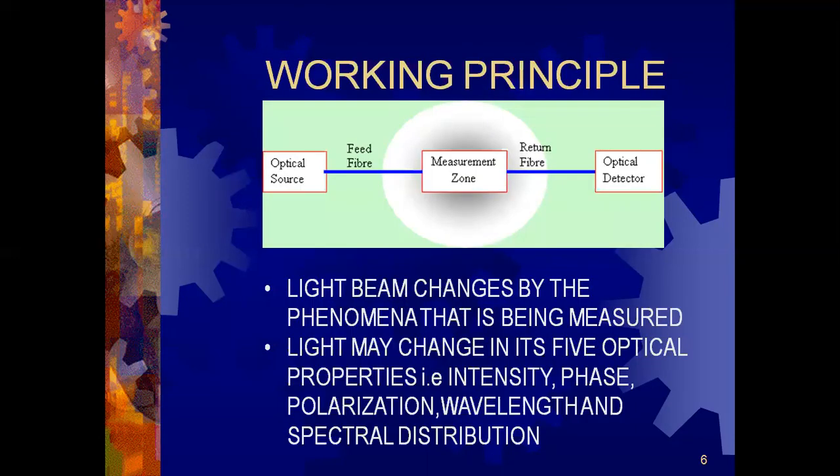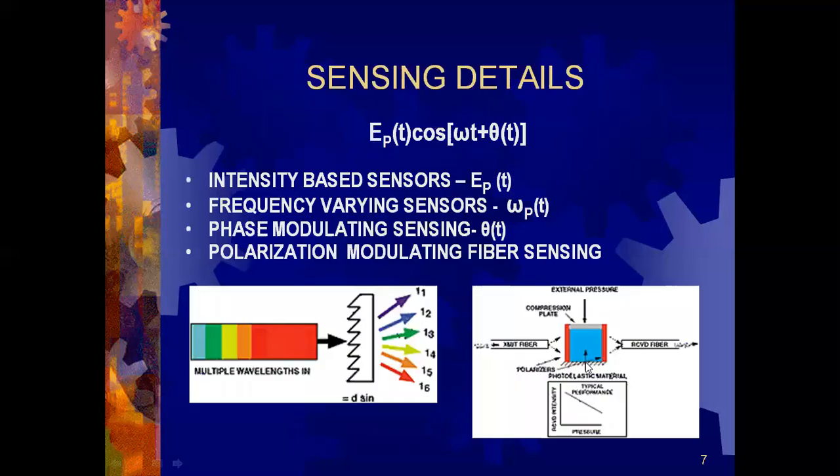Now, what about the working principle of this optical sensor? Here we have the optical source, which is fed by a feed fiber and given to the measurement zone. Then the output of the measurement zone is given to the optical detector. In between, the characteristics of the fiber and the optical signals get changed. This is what we analyze. So the light beam changes by the phenomenon that is being measured. The light may change in its optical properties, such as intensity, phase, polarization, wavelength, and spectral distributions.